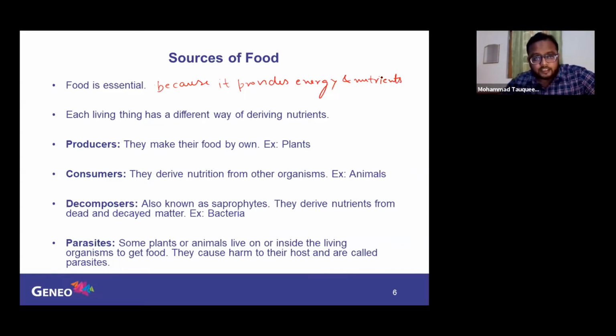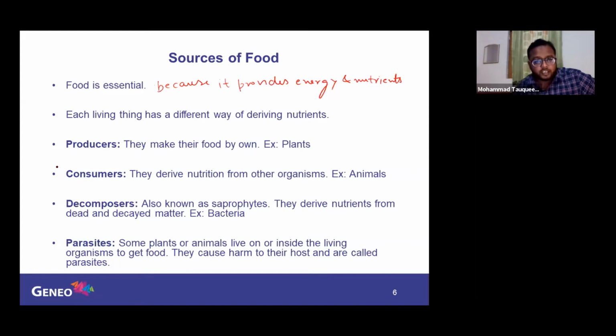Each living thing has a different way of deriving nutrients. Now, this is very important. We derive nutrients from where? We can eat vegetables, we can eat meat, we can drink, we can cook the food. So the derivation of nutrients from different sources of food is different and varies from organism to organism.